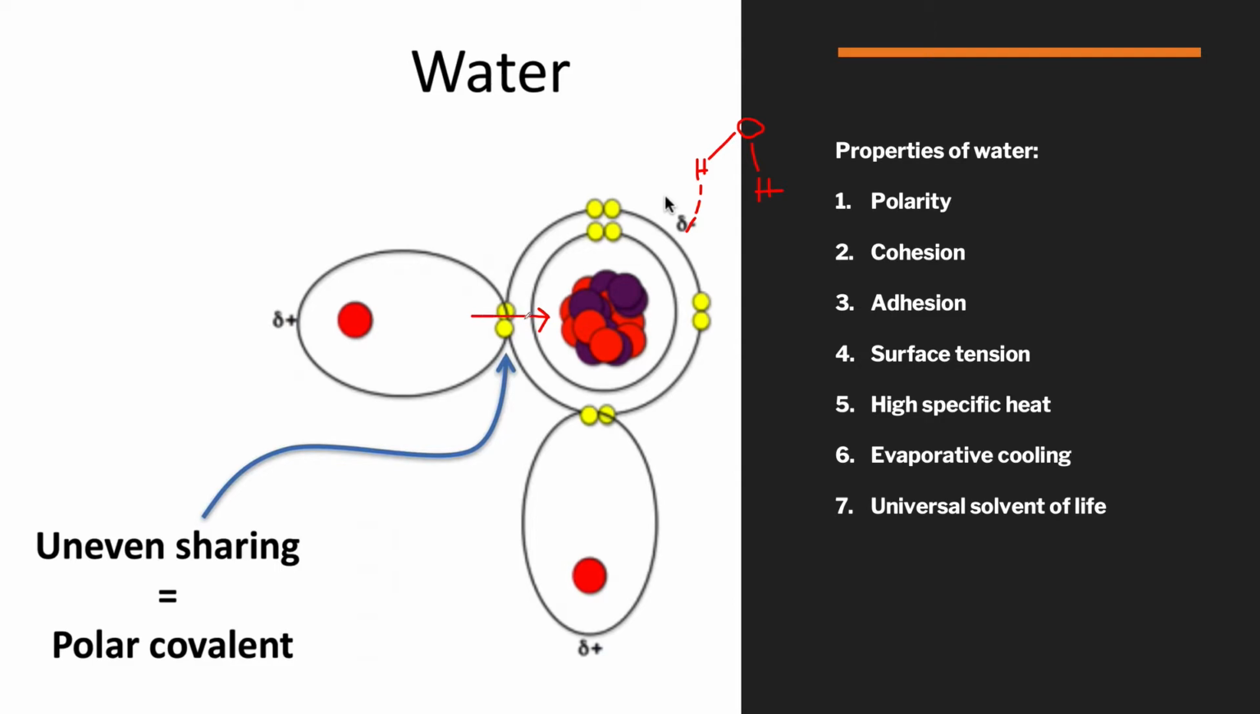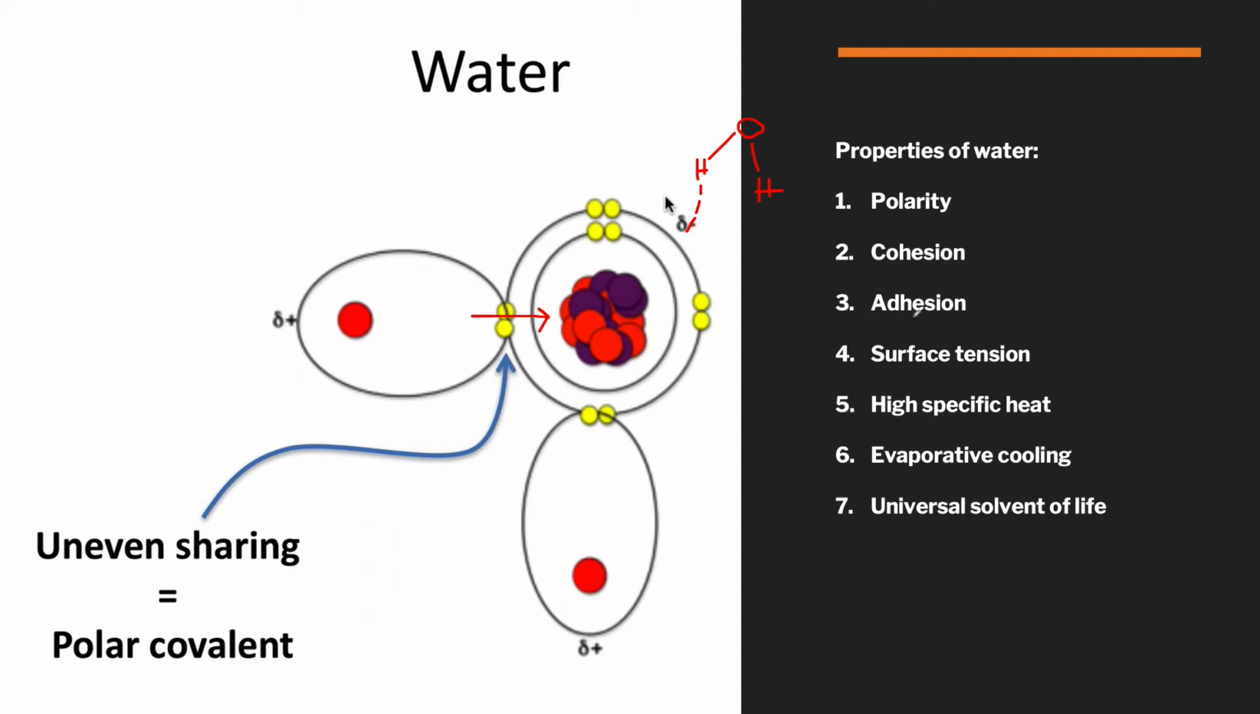So this bond here between this hydrogen and oxygen is not a hydrogen bond. This is a covalent bond. This weak attraction between two different water molecules is a hydrogen bond, and it's what's responsible for all of the properties of water, right? So polarity is because of the uneven sharing. It causes this cohesion. So cohesion means it sticks to itself. So water molecules will stick to each other.